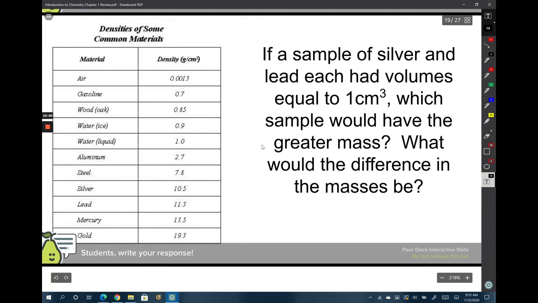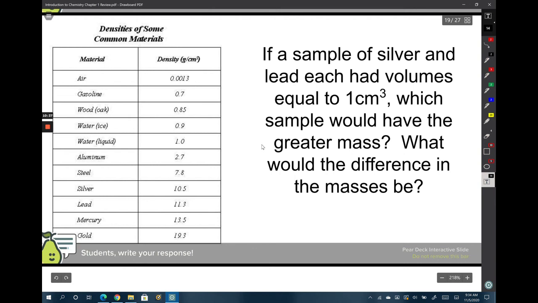If a sample of silver and lead each had volumes equal to 1 cubic centimeter, which sample would have the greater mass? What would the difference in the masses be? All right, so if we do the math on this, you would have to draw your density triangle. And if you drew your density triangle, you would see that you're trying to find mass. So mass would be D times V. And since our volume is 1, just the mass then is going to be our answer.